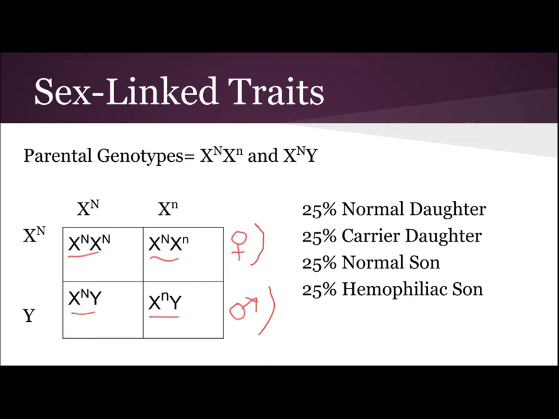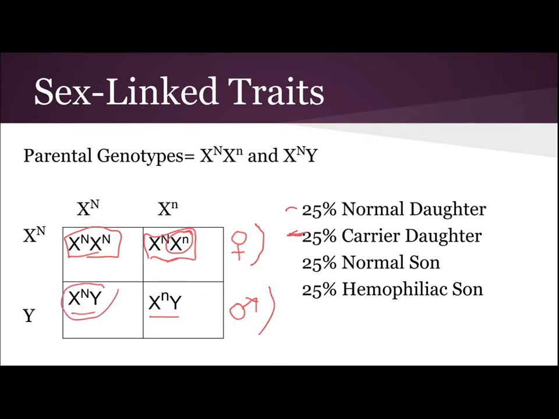Now let's look at the hemophilia status. So this female, X big N, is totally normal. She has 2 normal copies of the gene. She's not a carrier, and she's not hemophiliac. This daughter is a carrier, so she has 1 copy of the hemophilia gene, but she does not have hemophilia.